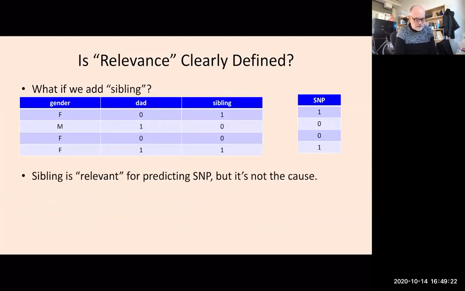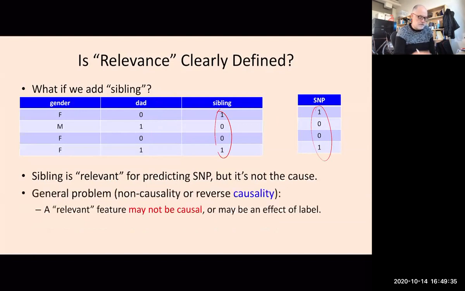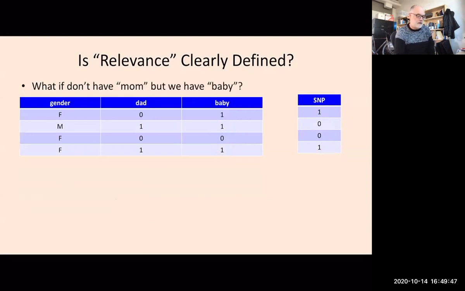What if we had siblings? Obviously a sibling is going to have the same SNP pattern as you because siblings have the same biological mother, right? It's relevant for predicting, but it's not the cause. So the general problem here is that a relevant feature may not be causal, or it can actually even be an effect of the label, right?